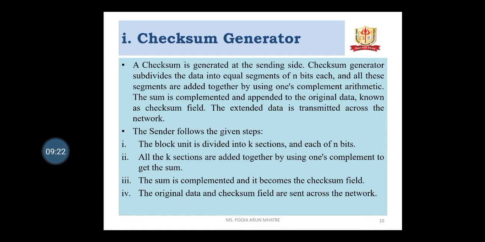The sender follows the given steps. A block unit is divided into k sections, each of n bits. All the k sections are added together using one's complement to get the sum. The sum is complemented and it becomes the checksum field. So the original data and checksum field are sent across the network.